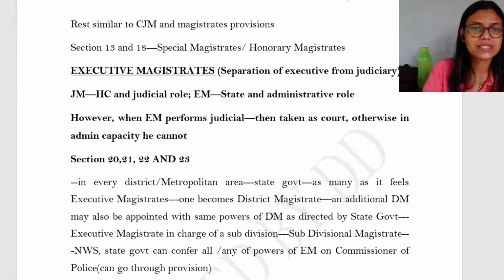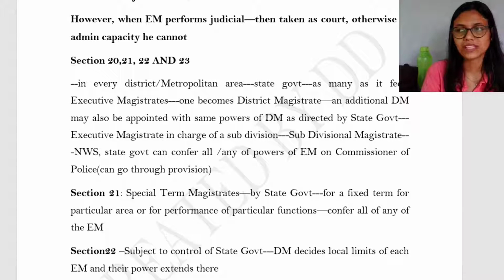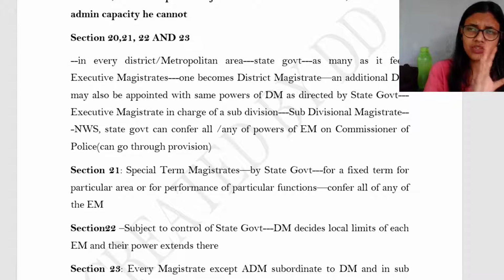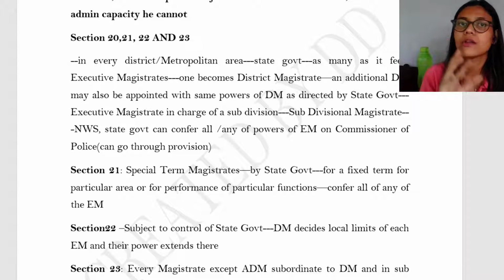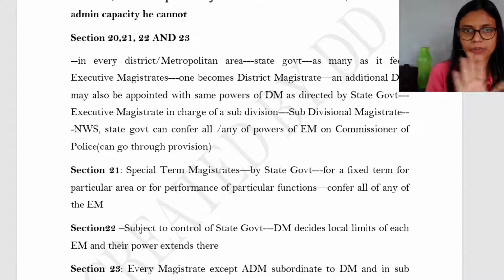And what are the relevant sections for executive magistrates? It is sections 20, 21, 22, and 23. So here what we are seeing is that in every district or a metropolitan area, as you remember, a metropolitan area is equivalent to a district, the state government will appoint as many executive magistrates as it wants. Out of those, one will be appointed as a district magistrate. There can also be an additional district magistrate. As I said, additional always has the same powers. And then there can also be a subdivisional magistrate. And notwithstanding all of this, a commissioner of police can also be empowered or conferred with all or any powers of an executive magistrate. I hope this is clear.